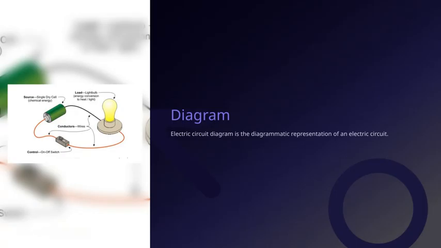Let's take a closer look at this diagram. As you can see, an electric circuit diagram is essentially a visual representation of an actual electric circuit. It uses symbols to depict various electrical components and lines to show how they are connected. This makes it much easier to understand and analyze the circuit without having to deal with the physical setup.